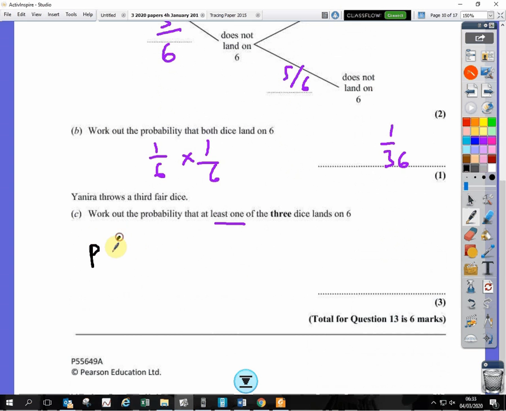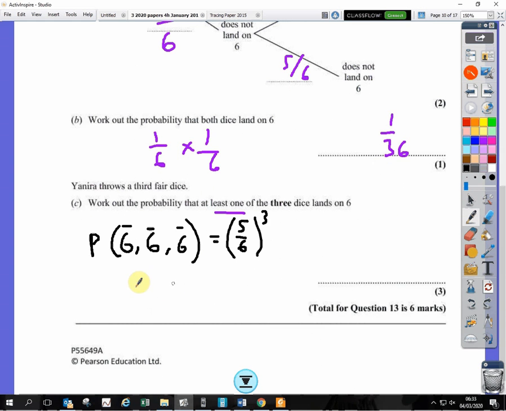So you could write it like this: 6 with a bar, that means not 6. If you work out the probability of not 6, not 6, not 6, this is the only option that cannot be included, and then we can use the 1 minus method. So if we do 5 over 6 times 5 over 6 times 5 over 6, we end up with 5 over 6 cubed, whatever that is. And then we can subtract that from 1.